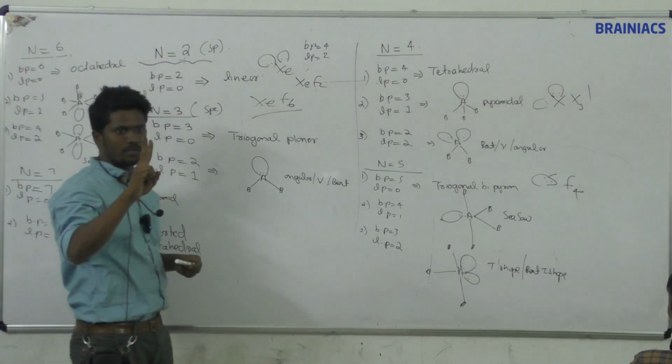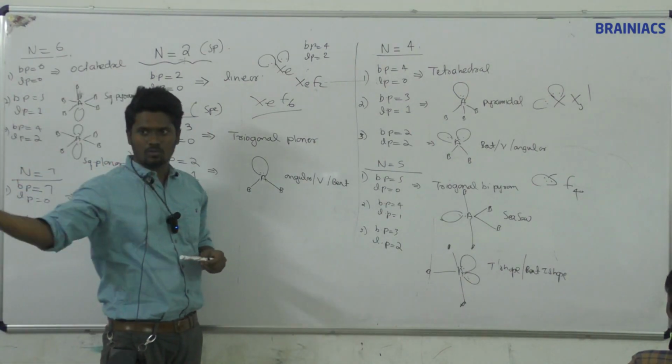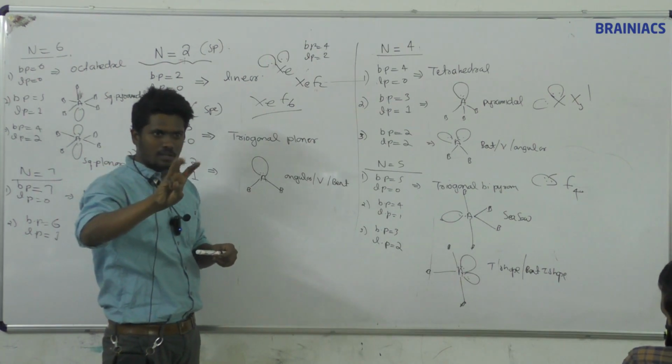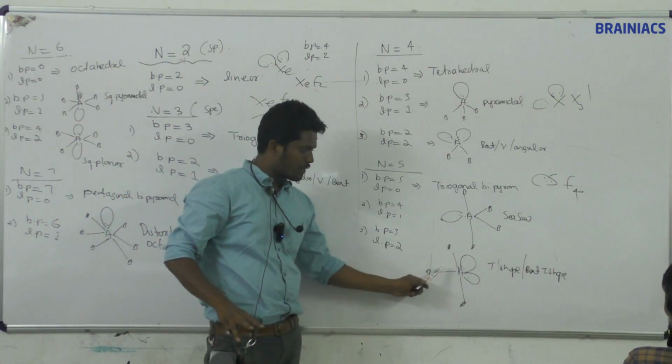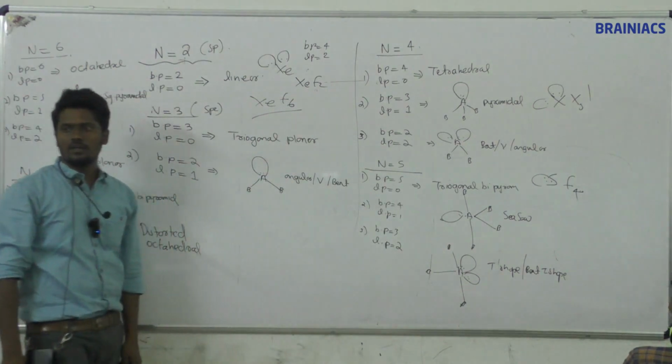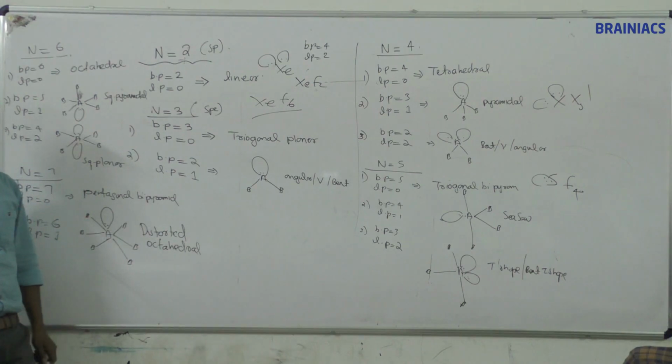Okay, so what is the structure of XeF2 will be? XeF2, 2 bond pairs, out of 8 electrons 2 are participating in bonding. So there are 6 electrons, that means 3 lone pairs with the 2 bond pairs. So the structure is linear. What will the hybridization be? sp3d hybridization. Okay.